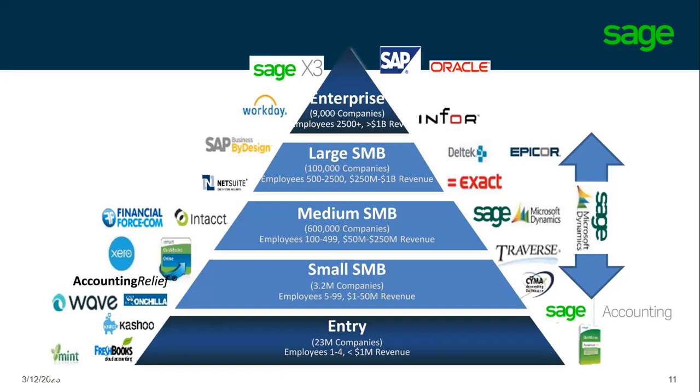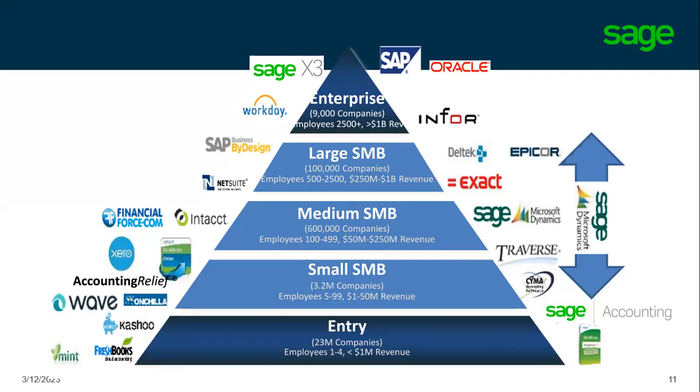sitting pretty at the entry level. We have FreshBooks, we have Mint, we have Cashew. I think we also have Xero. Xero is standing for the small scale and medium scale enterprises. We have Travas, and then we have Microsoft Dynamics. Those are pretty good for small scale, medium scale, and large scale enterprises.